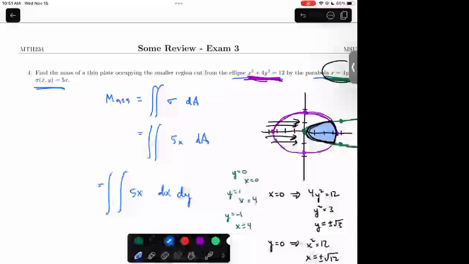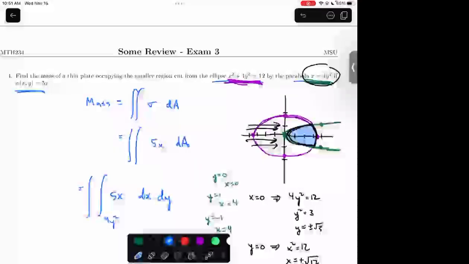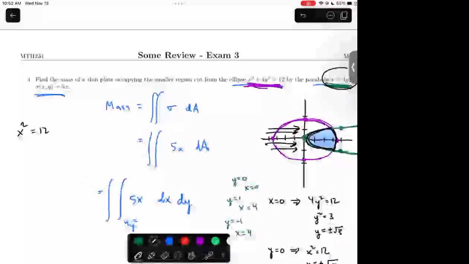I'm going to be entering in through my parabola. So this 4y squared, my x bound, x equals 4y squared, and I'm going to be exiting through this ellipse. But again, it needs to be an x bound, so I need to solve my ellipse for x equals. So I'll spend a little bit of time off to the side here, solving this x equals.